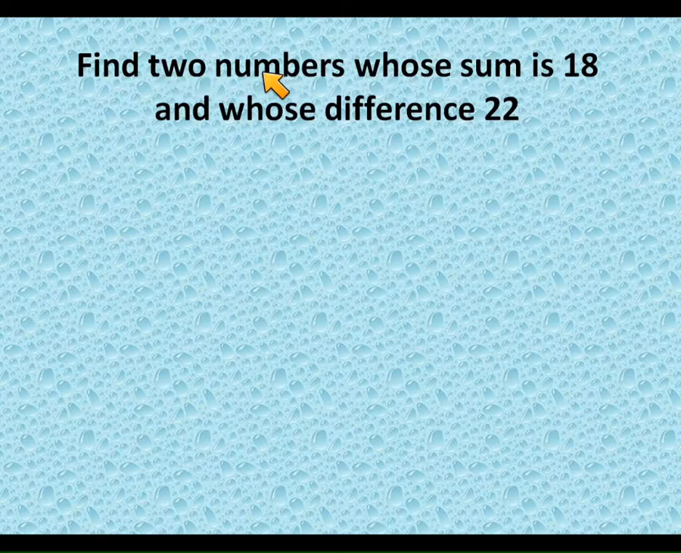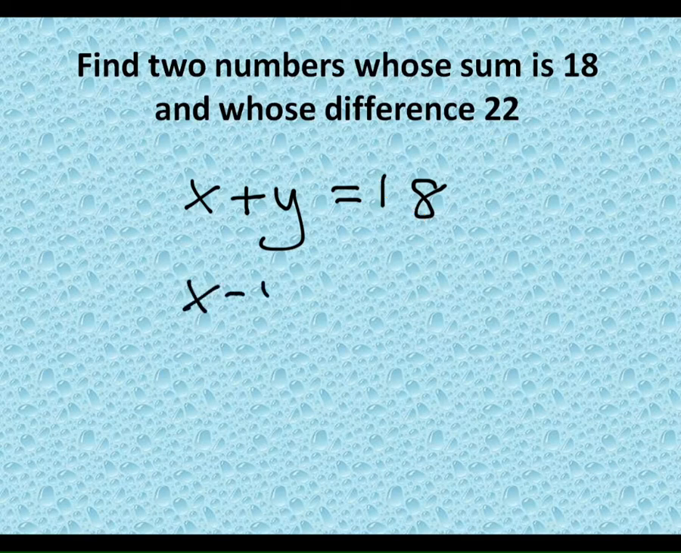So this is 2 numbers. Let's call those numbers x and y. I want them to add to be 18. So one equation is going to be x plus y equals 18. Those are my two numbers, right? X is one number, y is another number, whose sum is, remember anytime we see the word is, it's equals, is 18. And whose difference, that means subtraction, is 22. Now can you find those two numbers by using elimination here?